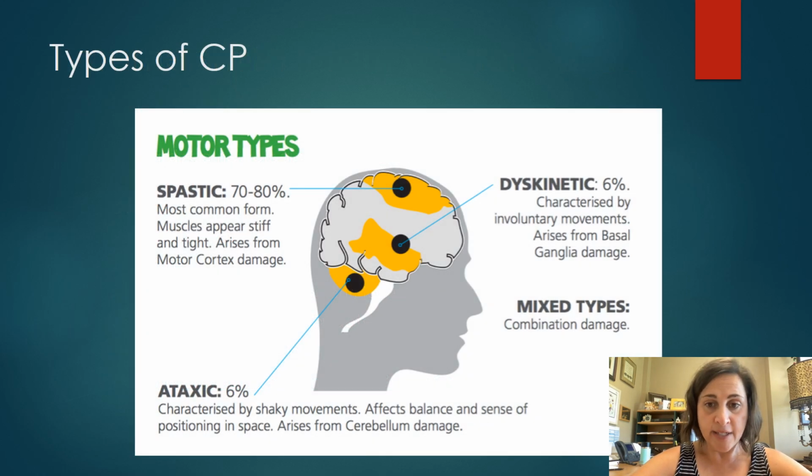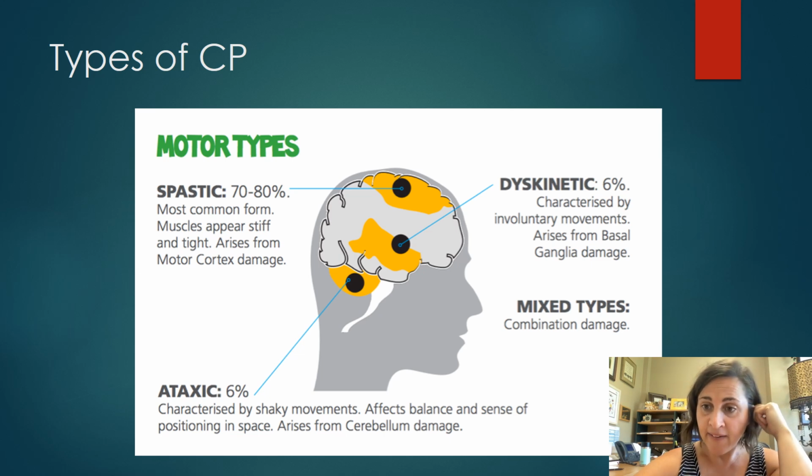So once we get to a diagnosis of CP, we then ask ourselves, how do we describe this diagnosis? How do we describe this so that other clinicians, other people can understand what we are reporting? So there are 4 main types of CP: spastic, dyskinetic, ataxic, and mixed. Spastic cerebral palsy is the most common type of CP. It will account for about 70 to 80% of cases.